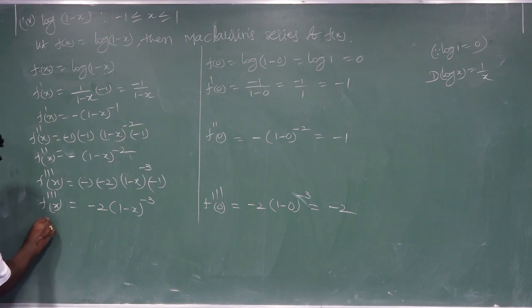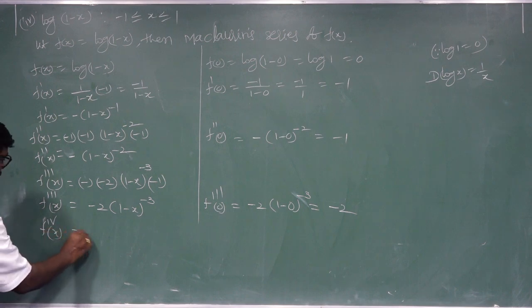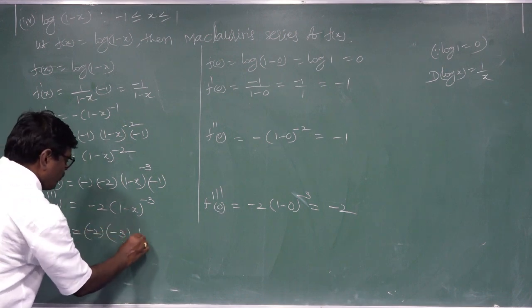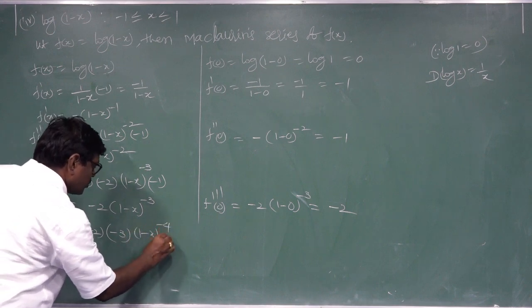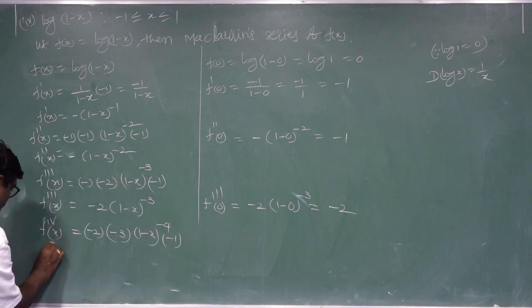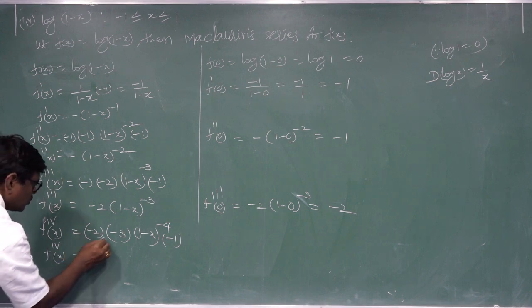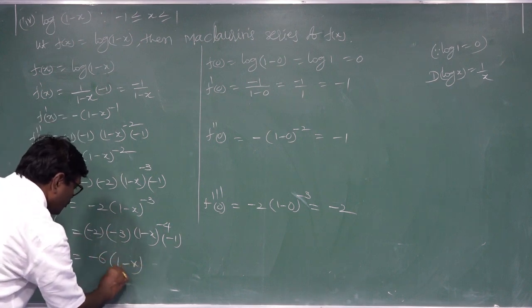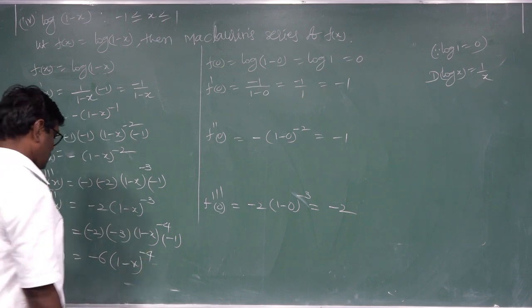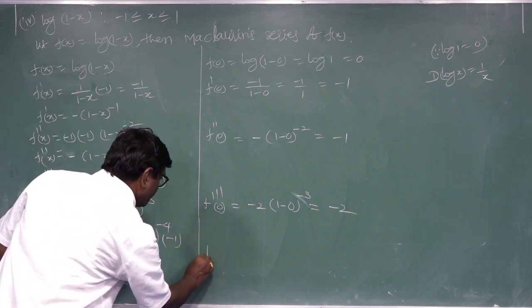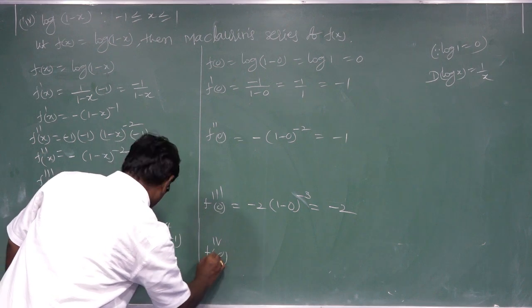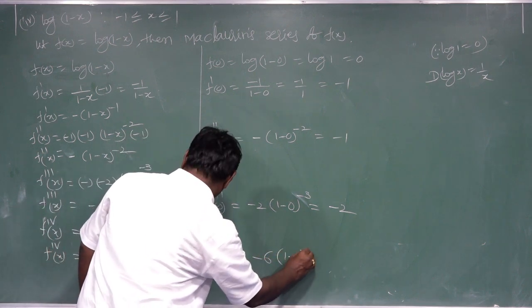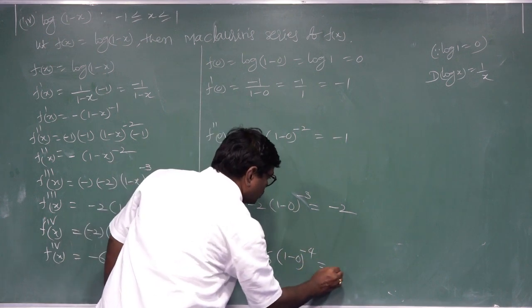Next, the fourth derivative: f⁗(x) = -2 × -3 × (1 - x)^-4 × -1, so f⁗(x) = -6(1 - x)^-4. Then f⁗(0) = -6(1 - 0)^-4, which equals -6.